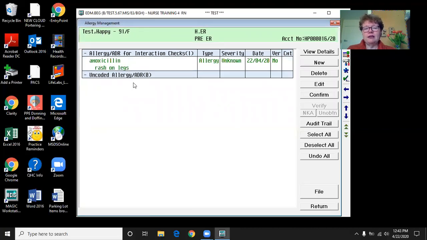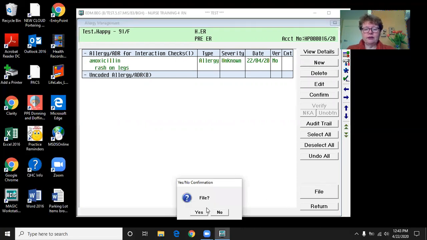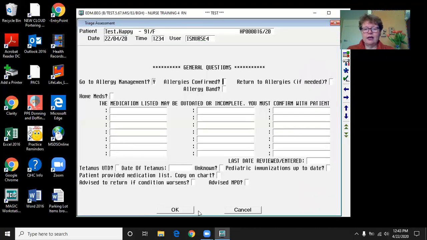It will come up as this, and you just simply have to say if you're pleased with that, you're going to file it. If you needed to add more, you would press the word new, and again, add another. So I'm going to say file. The answer is yes. Automatically, the cursor says, are the allergies confirmed? I'm going to say yes. Then it's going to ask me again, do you want to return to the allergies?